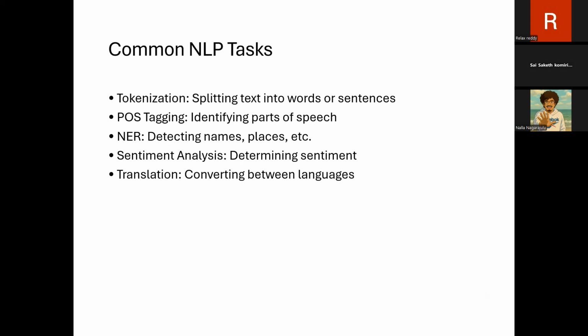Now let's talk about named entity recognition. It finds specific names, dates, or places in a sentence, for example, recognizing Barack Obama as a person or January 1st as a date. Now let's talk about sentiment analysis. It figures out the tone or mood of a message. Is someone happy, angry, or neutral? Now let's talk about translation. It converts text from one language to another.